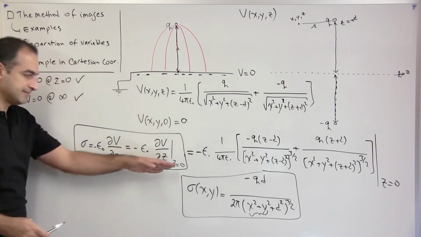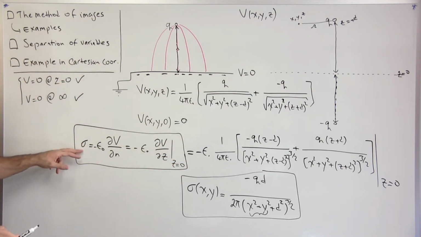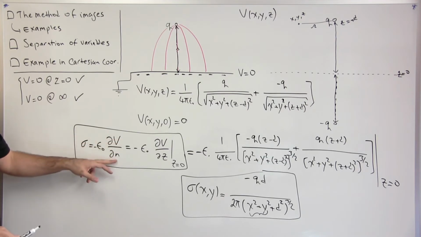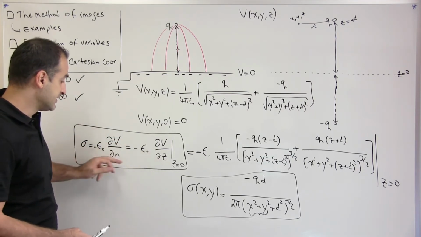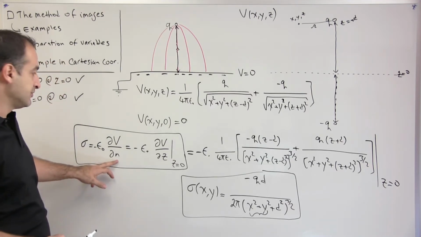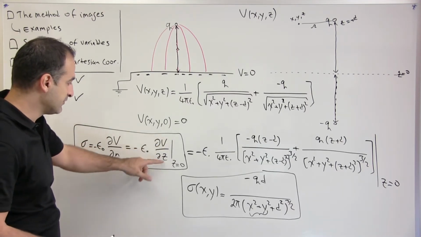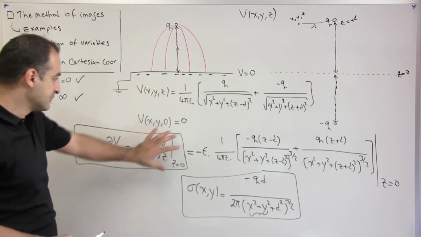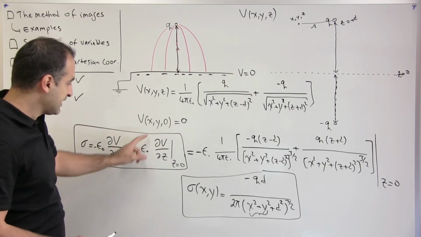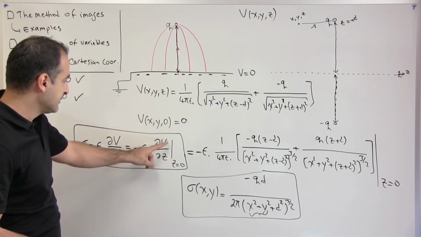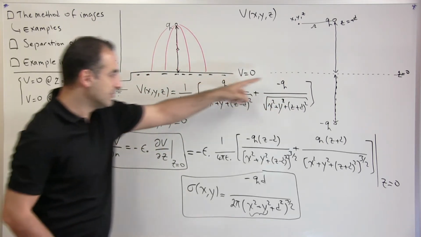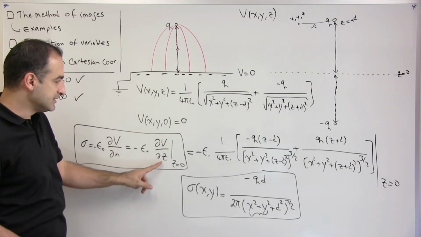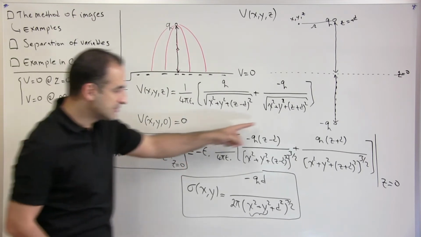Okay, this part. Sigma is the derivative of V with respect to n, where n is the direction normal to the surface, and that becomes dV over dz. So this is general. In order to calculate further, I used this potential here, and I took the derivative of the whole thing with respect to z, and that becomes this long term.